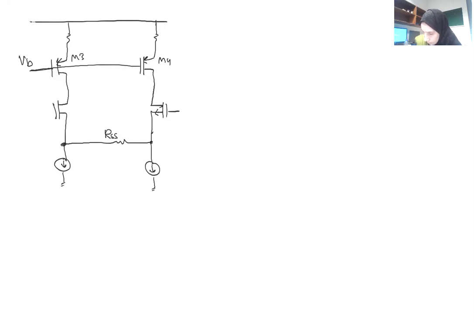So this is M2, this is M1. Yes, there is RS here and there is an RS here. First time you see this RS comes up here. Okay, I am again giving you a minute to try to solve this.